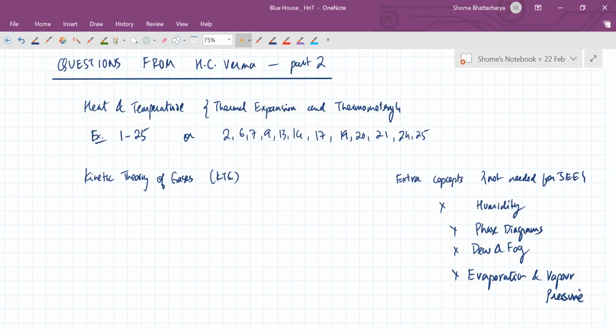So this all comes after the section on kinetic theory and Maxwell's curve. It comes after this. So do up to Maxwell's distribution curve and then you can skip this part.